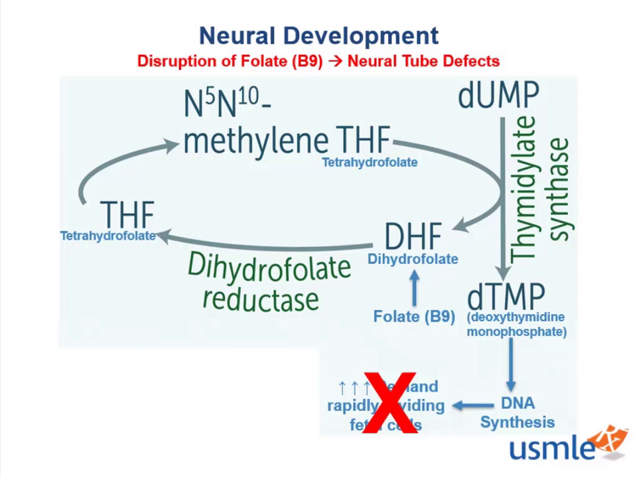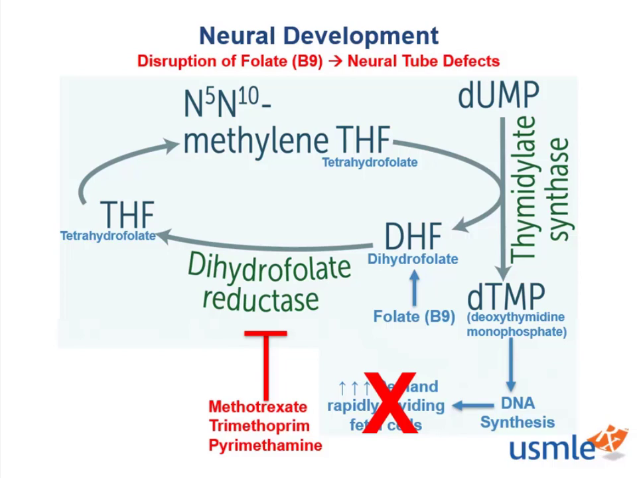Additionally, it is high yield to know the drugs that alter folate metabolism and therefore can cause neural tube defects. Perhaps the most famous are the dihydrofolate reductase enzyme inhibitors, methotrexate, trimethoprim, and pyrimethamine. Methotrexate is commonly used to treat cancers and autoimmune diseases, especially rheumatoid arthritis. Trimethoprim, when combined with sulfamethoxazole, is called Bactrim and is commonly used as an antibiotic. Pyrimethamine is also used to treat infectious diseases.